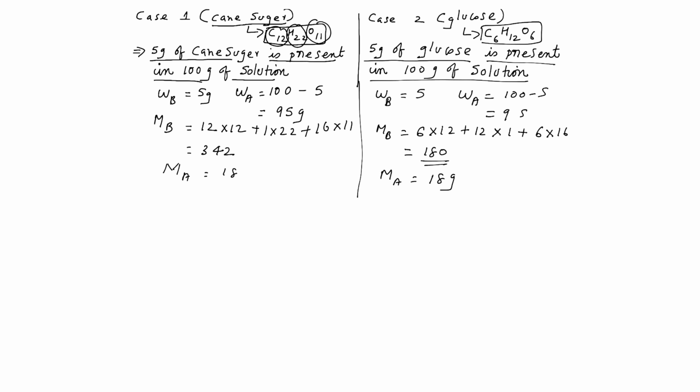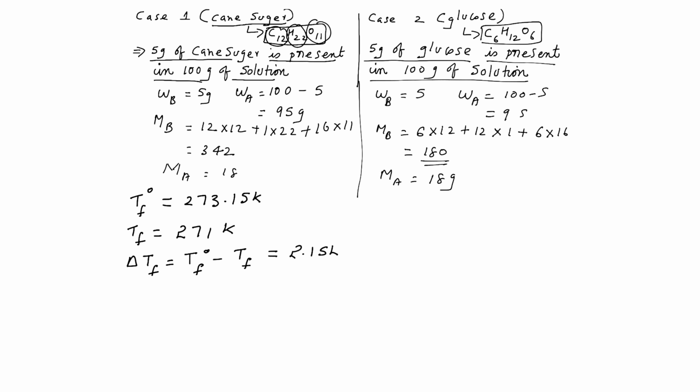They have given the freezing point of pure solvent water. What is the value? Freezing point of pure solvent water is 273.15 Kelvin. And for the solution of cane sugar in water, what is the freezing point? It is 271 Kelvin. Now what is the depression in the freezing point? It is TF standard minus TF. All of you know the equation, right? So on subtraction, what you will get? On subtracting these values, you will be getting 2.15 Kelvin.